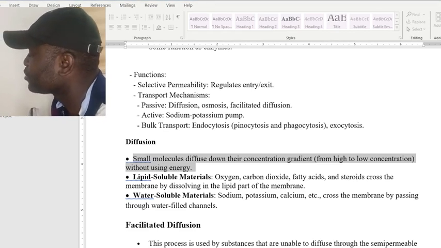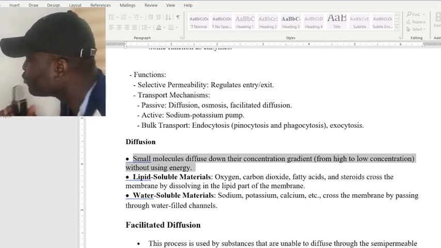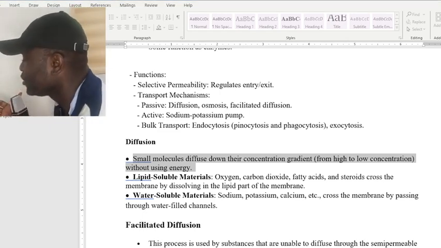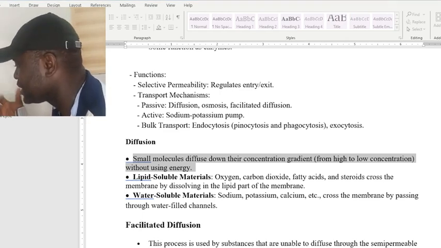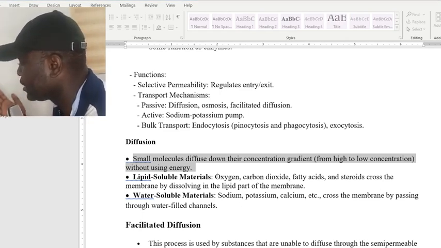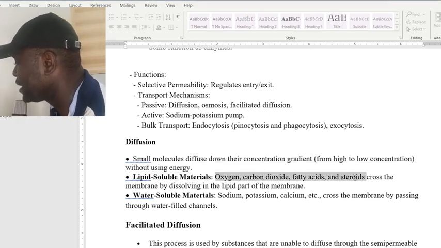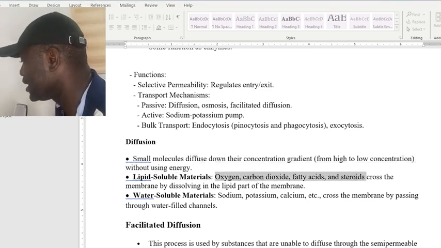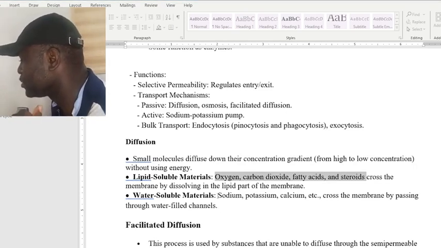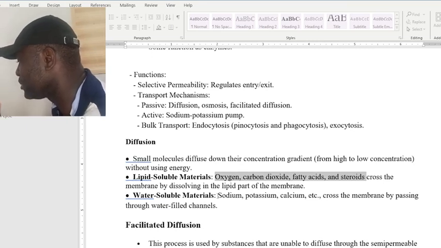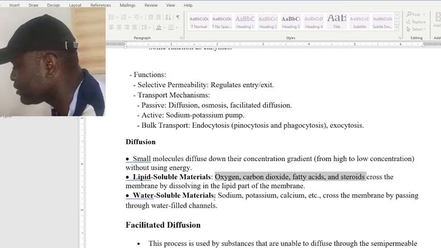So examples of substances that move in and out of the cell using diffusion, we have oxygen, carbon dioxide, fatty acids, steroids. Then I told you that there are some channels on the plasma membrane. So some substances also cross by diffusion through water-filled channels, some electrolytes.